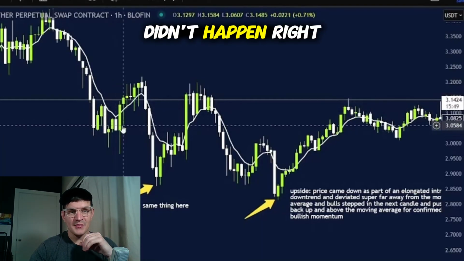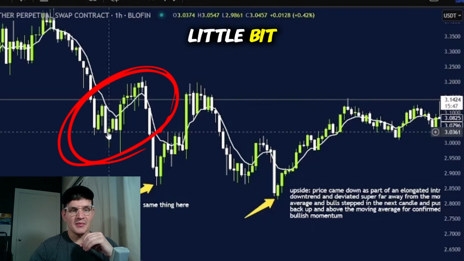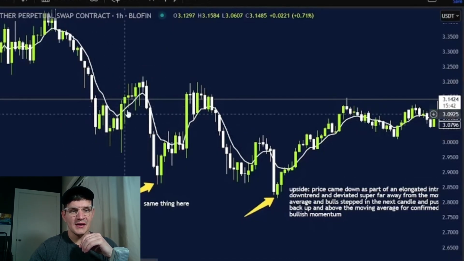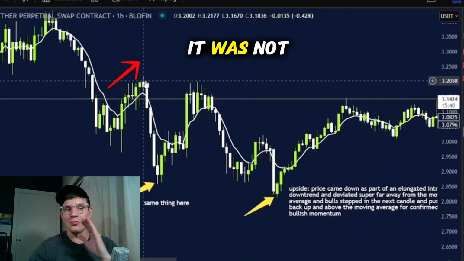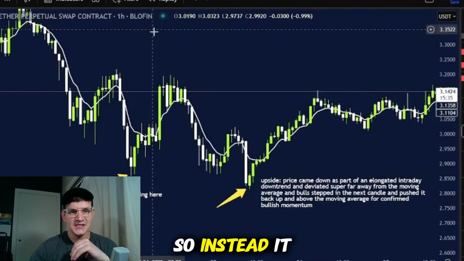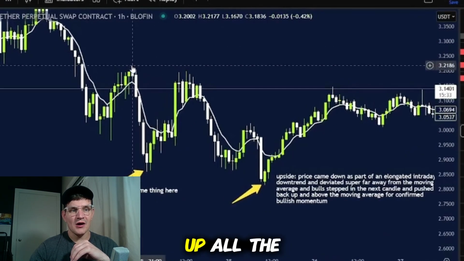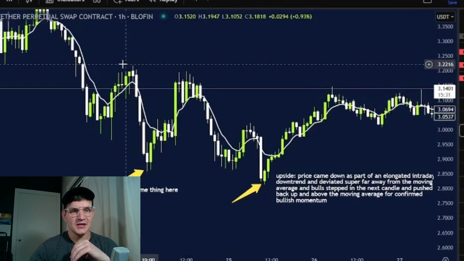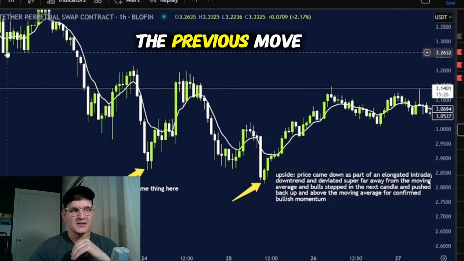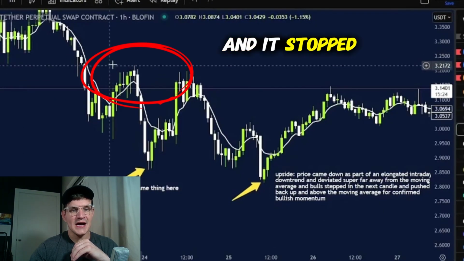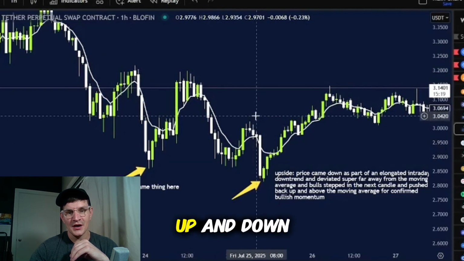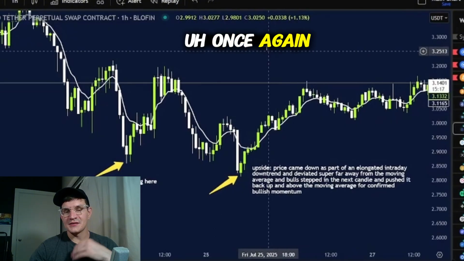But that clearly didn't happen right there, and it came back down a little bit, back down to where it dropped in the very beginning, and then it kind of rode out for a little bit, and then it finally went back up. Now, it was not enough to go all the way back up to these previous highs up here, so instead it ended up coming up to right around in here, which, as you can clearly see on the dotted line, is a resistance area that we created in the previous move upwards right here. It stopped right there and started to go back down, and then it went up and down and up and down, once again continuing the downtrend.